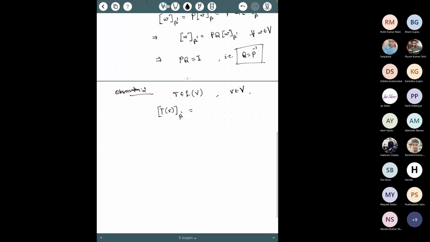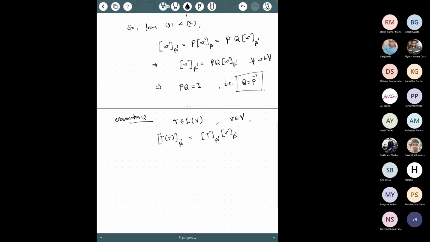We have done this, right? This is equal to the matrix of T with respect to B dash times the matrix of v with respect to B dash. Can you recall it? We have done this. Okay, all right. Now, if you apply observation 1 on this, then what can you say? This is for any w.